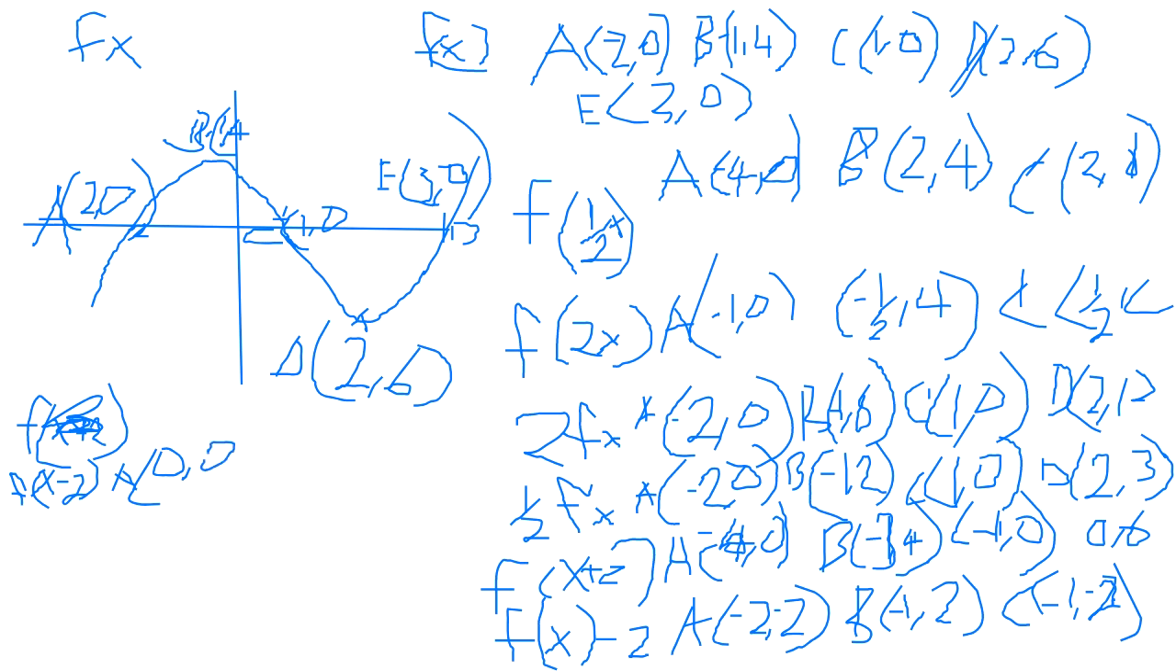Our point B will be 1, 4, because it's minus 1, so plus 2. You are going to get positive 1 and 4, in that order. So you can continue there. Please, any questions? f of x minus 2.